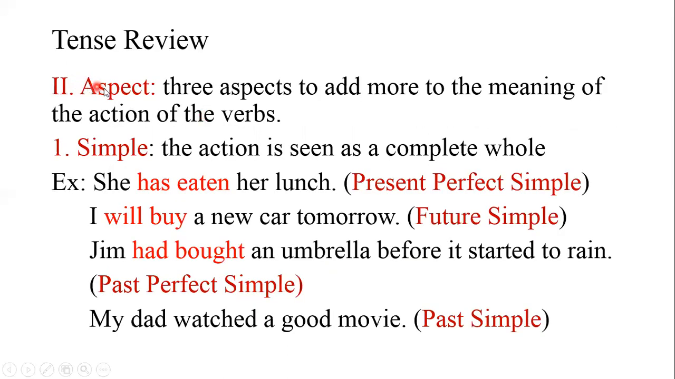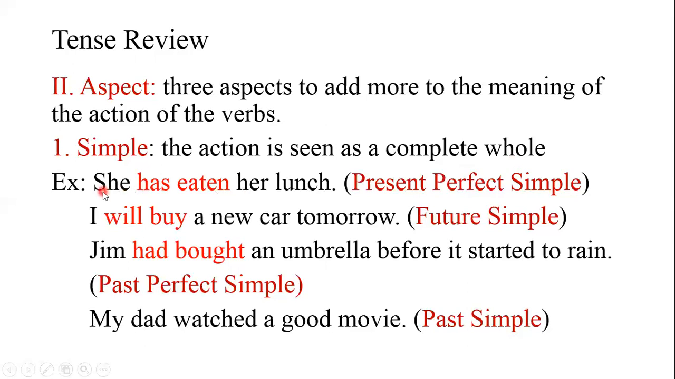Number 2, we talk about aspect. There are 3 aspects to add more to the meaning of the action of the verbs. When we talk about aspects, is it simple, is it continuous, or is it perfect? Now, number 1, simple. The action is seen as a complete whole. So when we talk about simple, usually the action is finished. The action is a complete one.